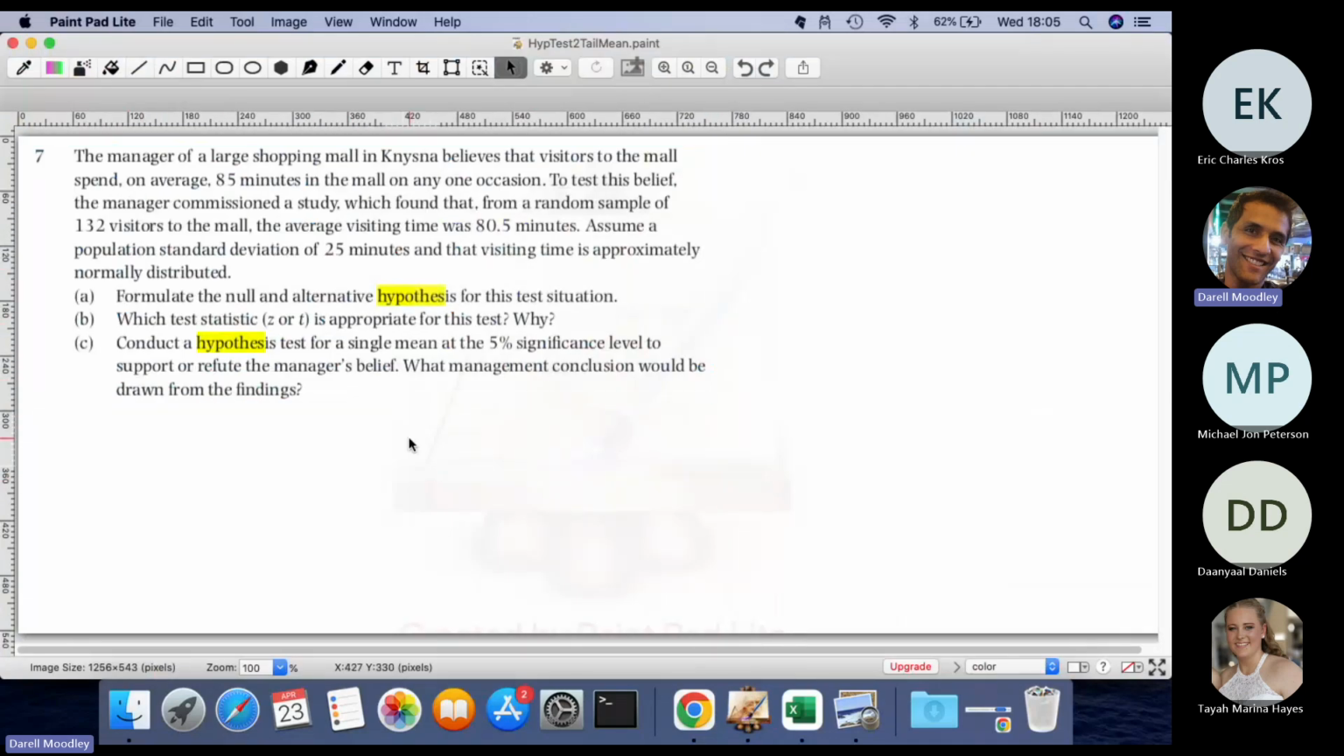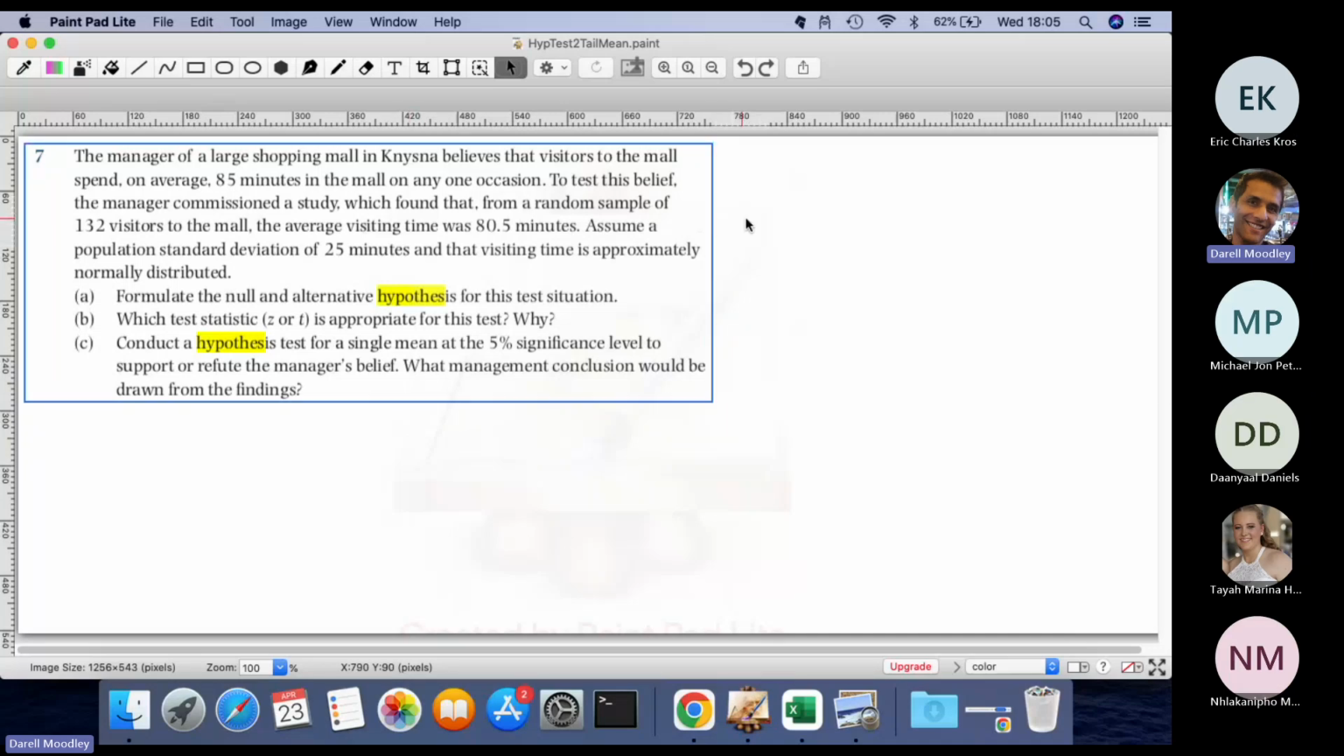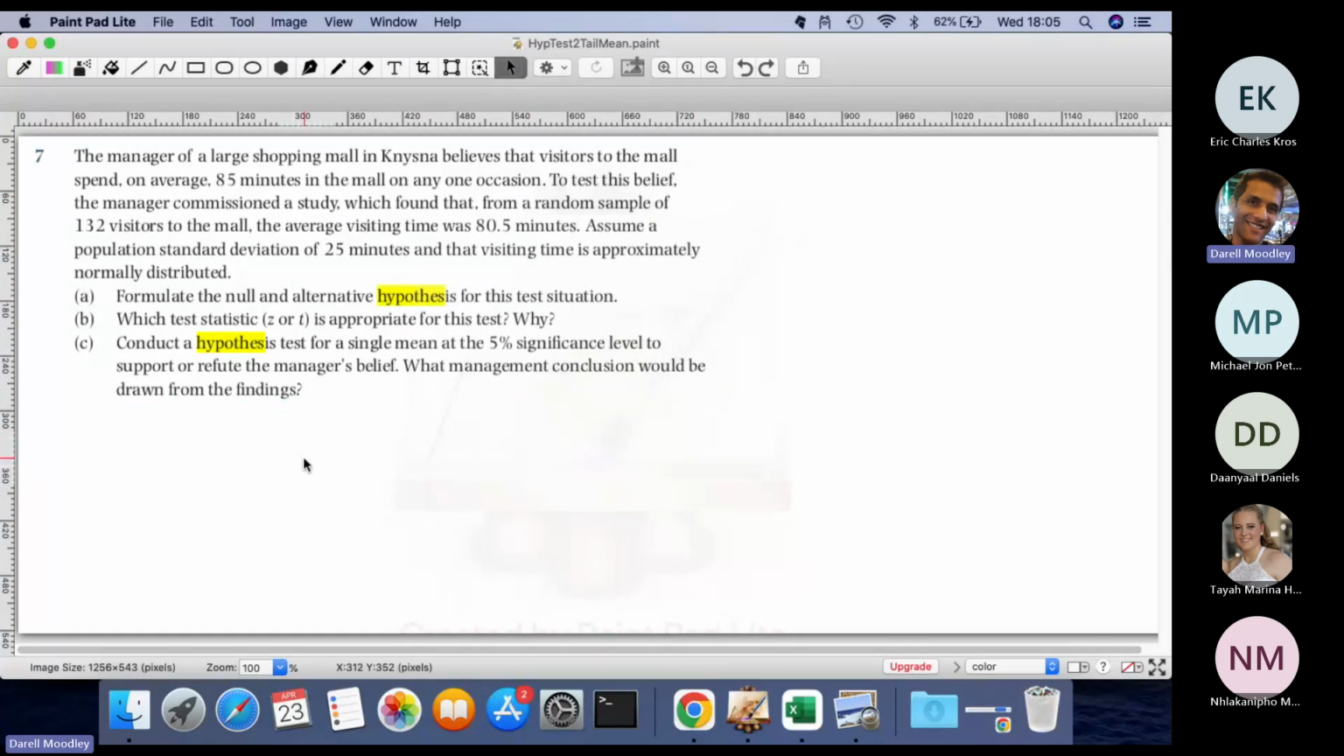Now we have this manager of a shopping mall, and this manager believes that visitors to the mall spend on average 85 minutes on any one occasion. That's the theory, what this manager hypothesizes, and we want to test this. To test this belief, the manager commissioned a study which found that from a random sample of 132 visitors to the mall, the average visiting time was 80.5 minutes, assuming a population standard deviation of 25 minutes.